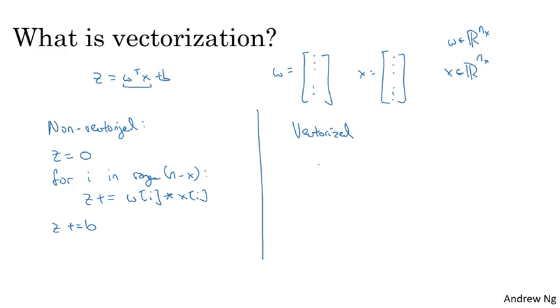In contrast, a vectorized implementation would just compute w transpose x directly. In Python or in NumPy, the command you use for that is z equals np.dot(w, x). So this computes w transpose x, and you can also just add b to that directly. And you find that this is much faster. Let's actually illustrate this with a little demo.